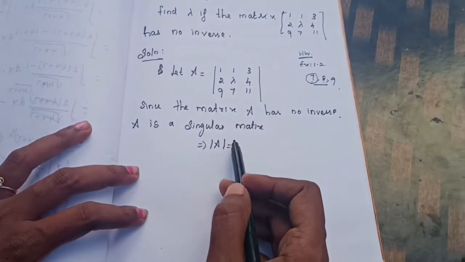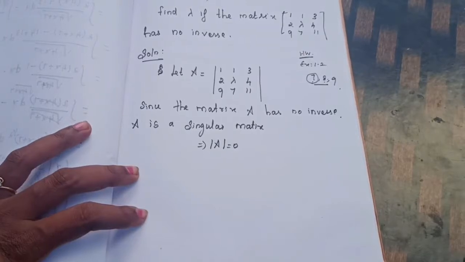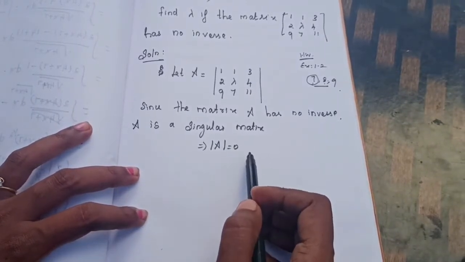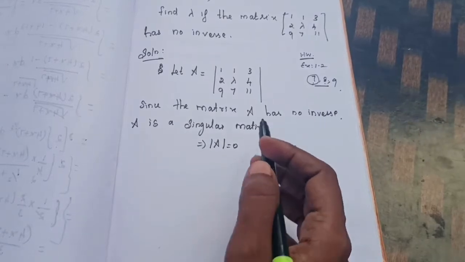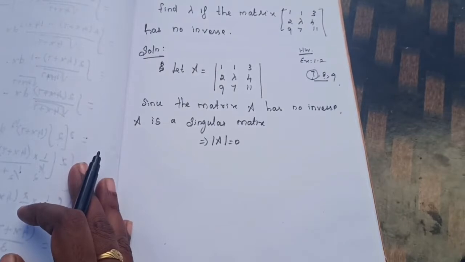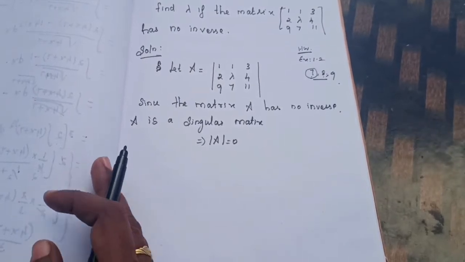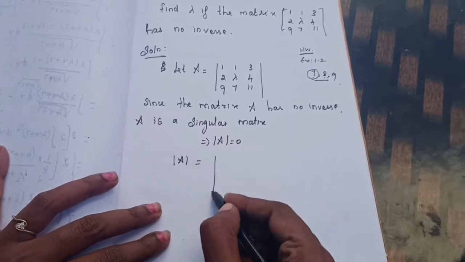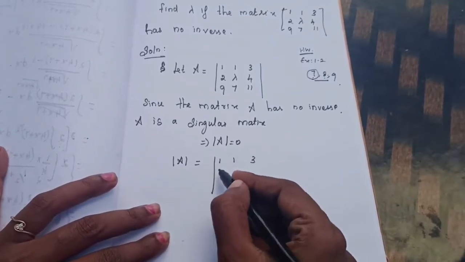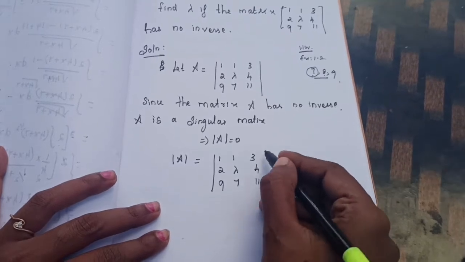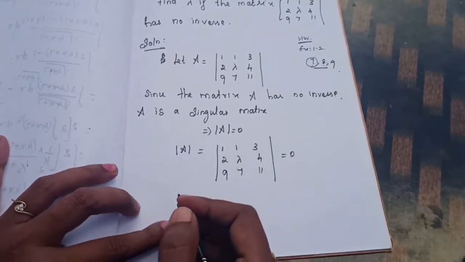Determinant of A not equal to 0 means only then the inverse exists. Determinant value equal to 0 means the inverse does not exist. That is given in the question: it has no inverse, so you come to know A is a singular matrix and the determinant of A is equal to 0. So we will find the determinant of A: 1 1 3, 2 lambda 4, 9 7 11. The determinant value is equal to 0.